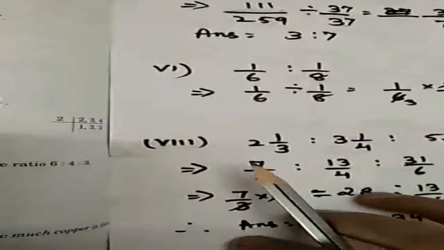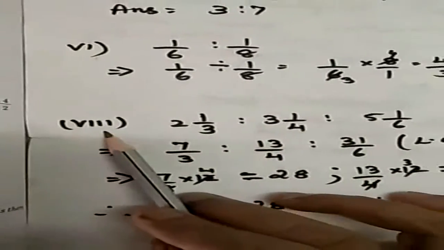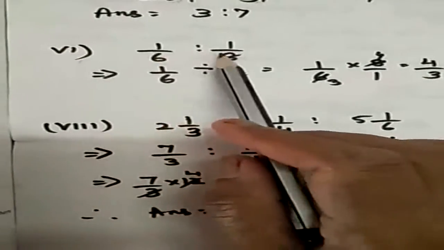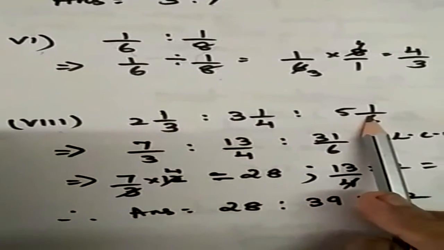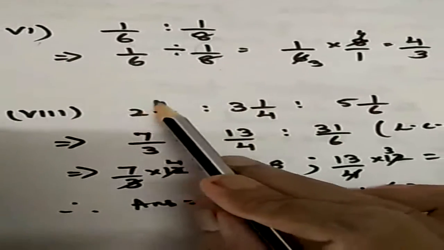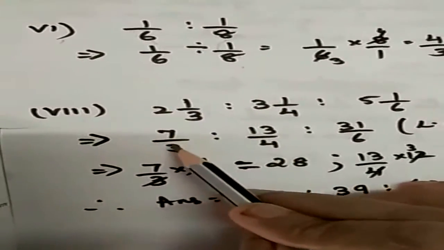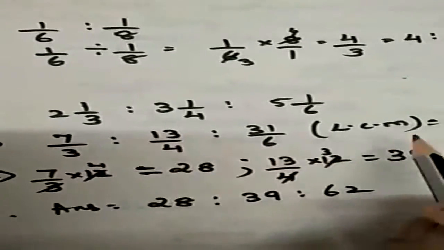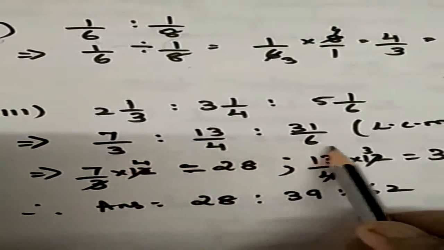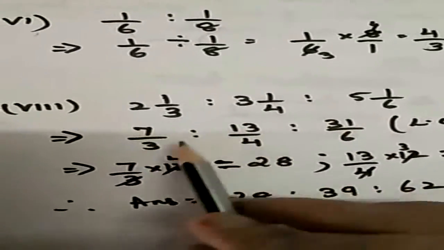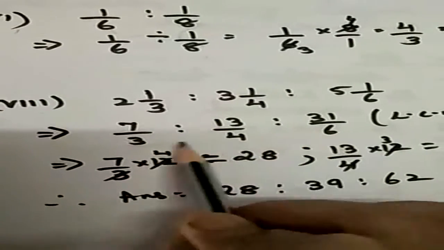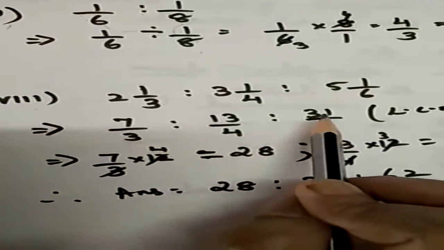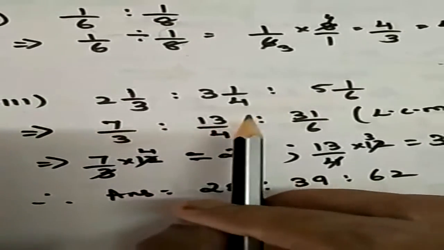Now in this I have done number 8. Now in number 6 only 2 fractions were given. So when 3 fractions are given in the ratio, how will you do it? First, bring the mixed fraction into an improper fraction. Then you have to compare. For comparing, all the denominators should become the same. If all the denominators are the same, then only you can compare which is more and which is less.